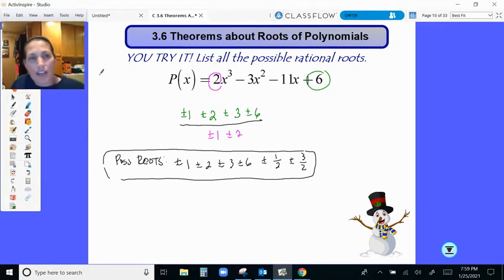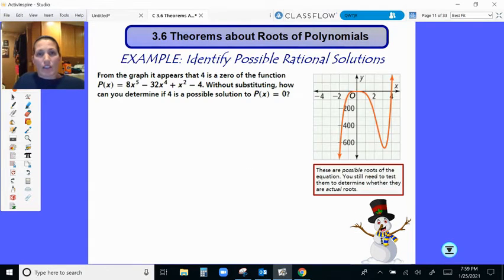You need to make sure you understand and know how to find our possible roots before we even move on. Okay? So the next thing we're just going to kind of review is if we have this graph here, it looks like it goes through 4. Maybe it's 4, maybe it's not. How do we tell if it is? Well, if you recall, without substituting, we can always plug it in here, but without substituting, how can we determine that P of x equals 0?